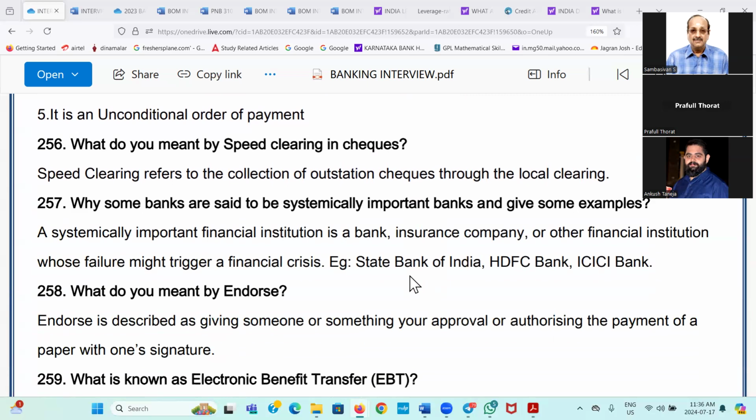256. What do you mean by speed clearing in check? Speed clearing refers to the collection of outstation checks through the local clearing.